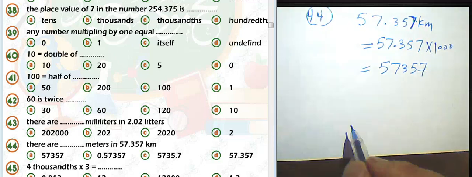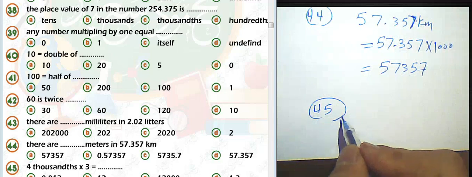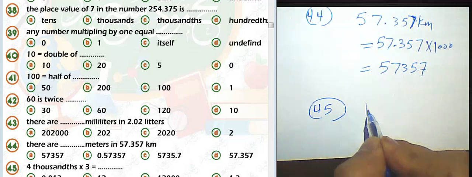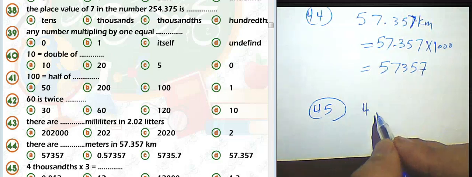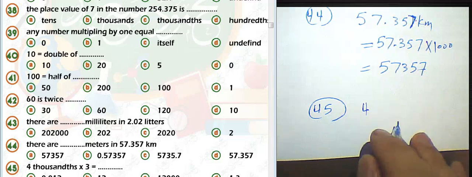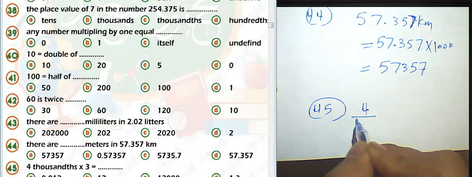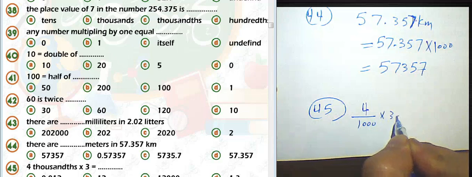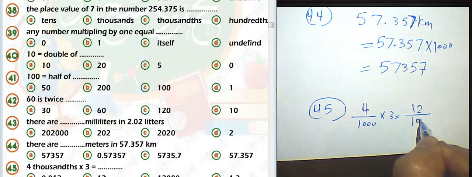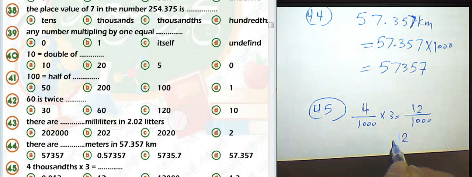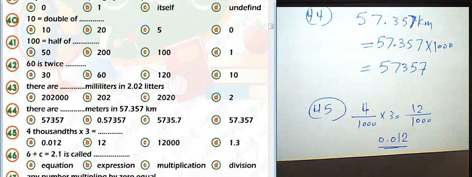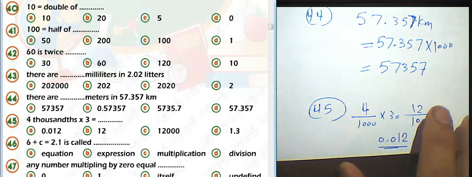Okay, question 45, 4 thousandths multiplied by 3. 4 thousandths means 4 over 1000. Multiply by 3 equals 12 over 1000, it will be 12 thousandths. We must choose letter A about question 45.